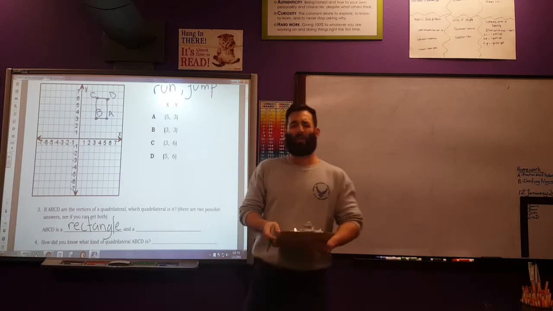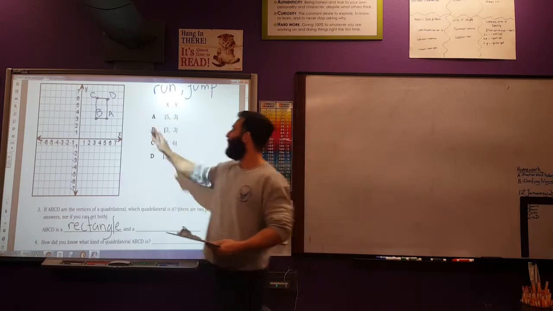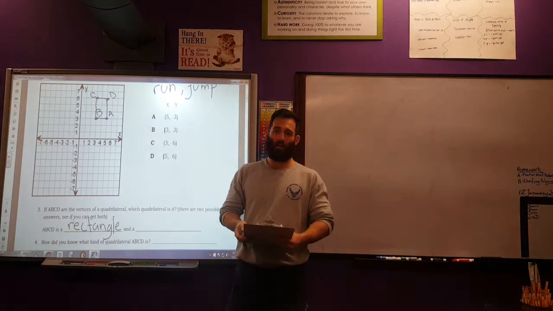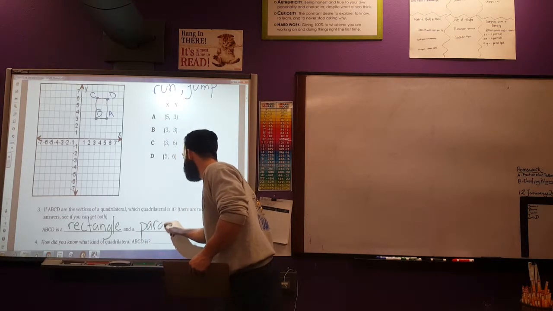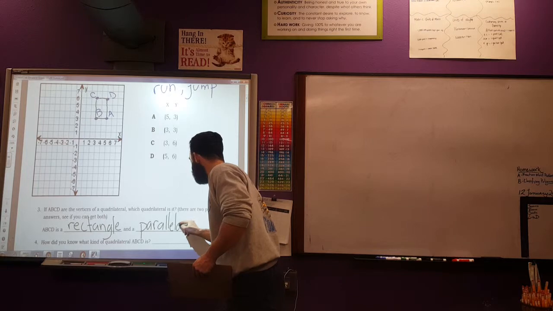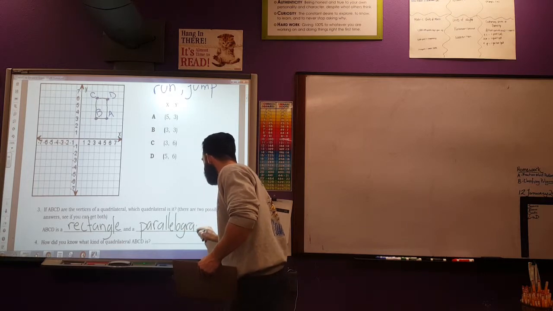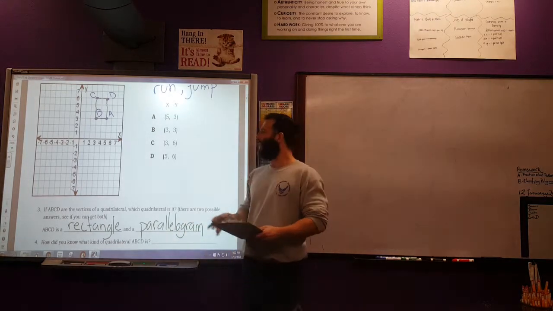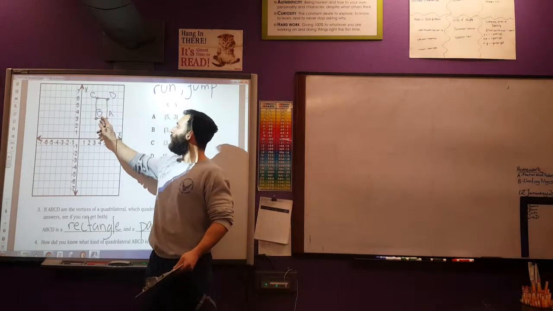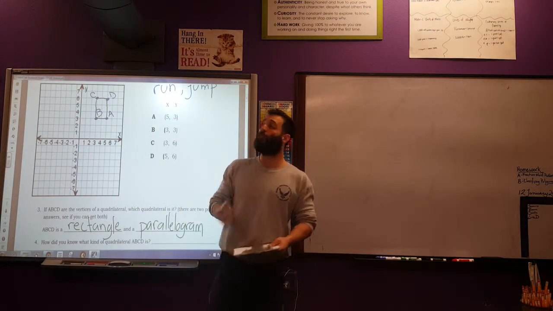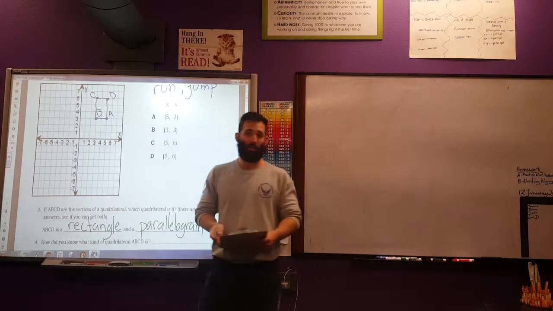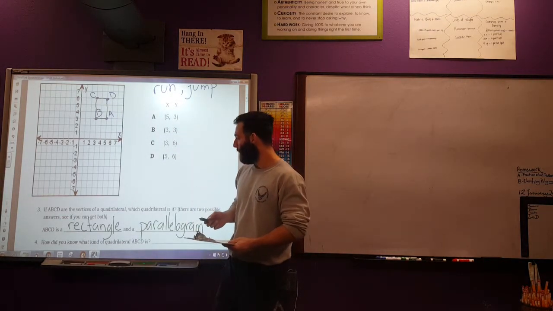Now there's one other shape that A, B, C, and D could be. And that is a parallelogram. Now I know it's a parallelogram because there are two sets of parallel sides. Now those sides are also equal in length, so I know it's a parallelogram.